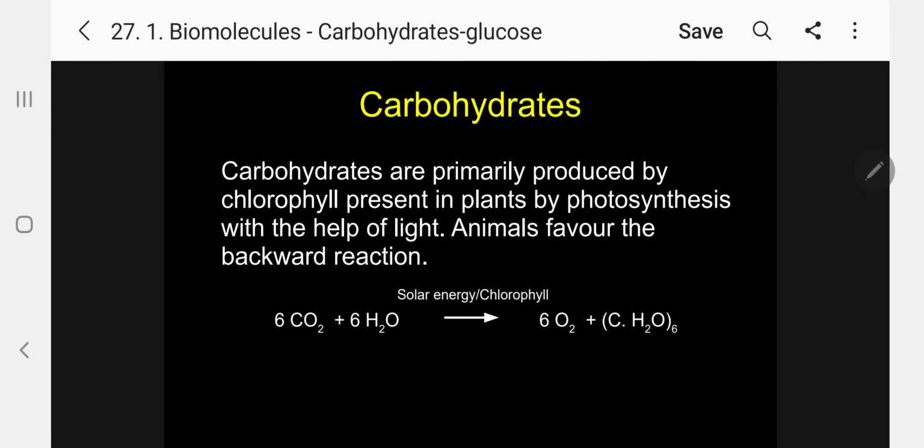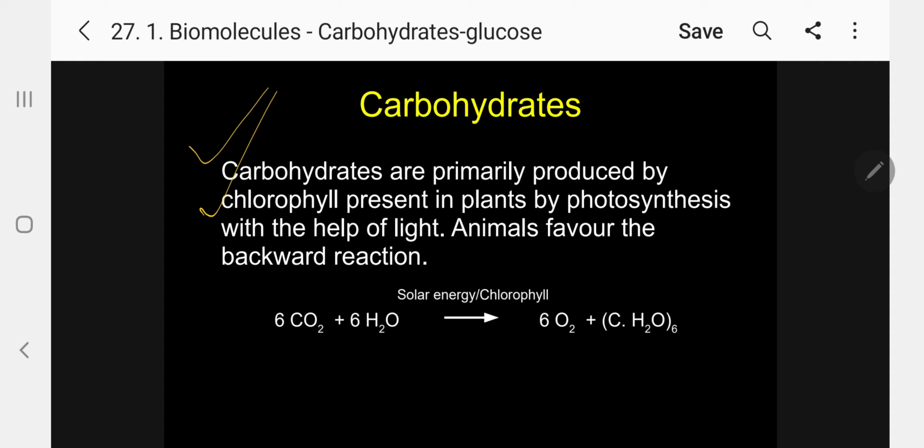We can raise a question. What are carbohydrates? The old version was that carbohydrates are primarily produced by chlorophyll present in plants by photosynthesis with the help of light. All the botany students must know this. Carbohydrates are primarily produced by chlorophyll present in plants by photosynthesis with the help of light.